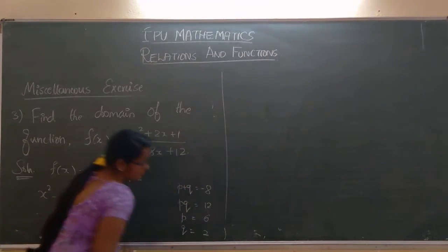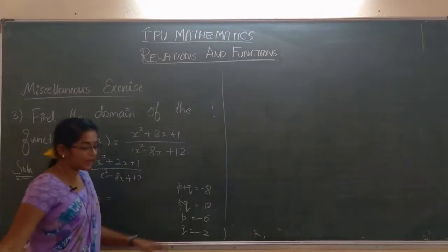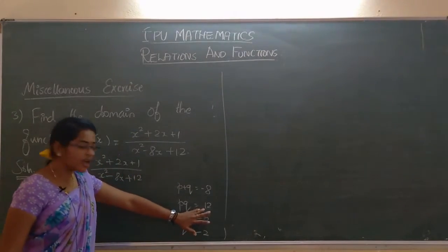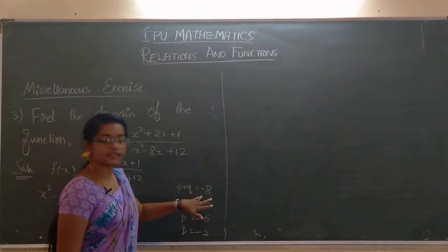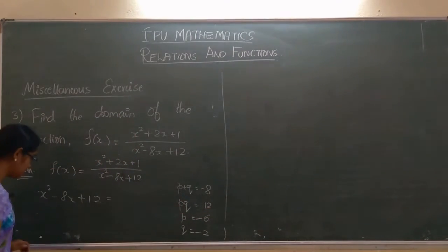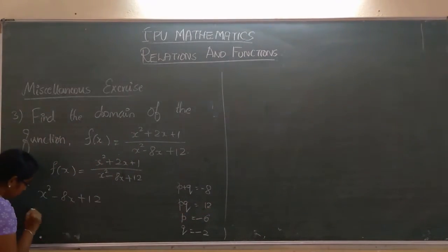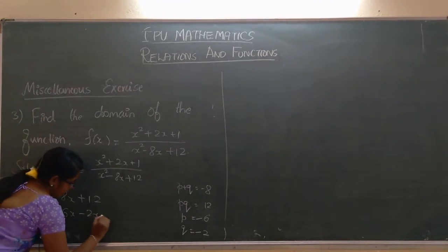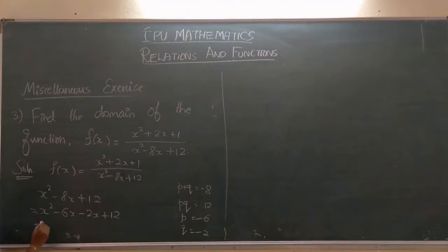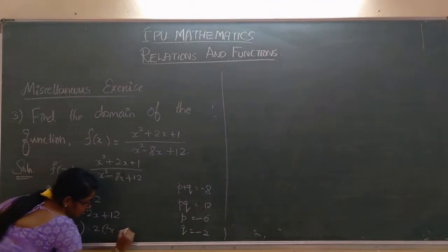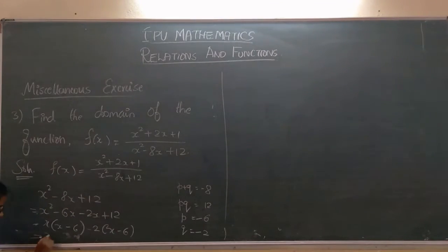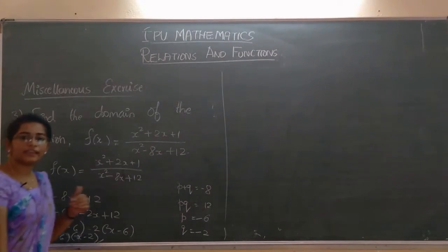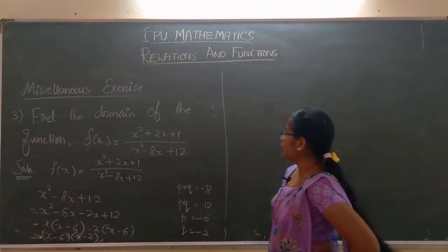6 and 2. And here minus 6 into minus 2 is plus 12, and minus 6 minus 2 is equal to minus 8. So, this is the required P and Q. So, I will factorize x² minus 8x plus 12, that is equal to x common x minus 6 minus 2 into x minus 6, that implies x minus 6 into x minus 2. This is how I can factorize the denominator of the given function.